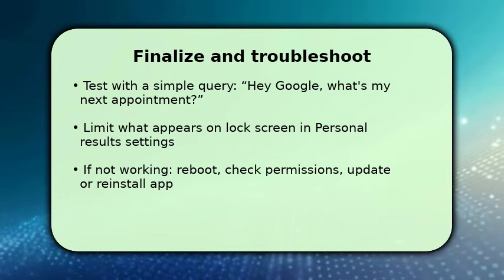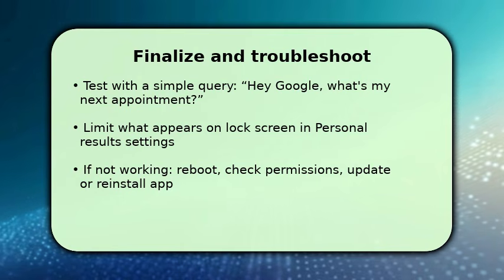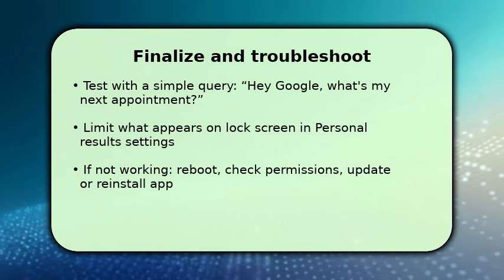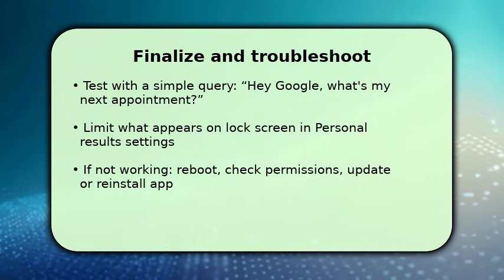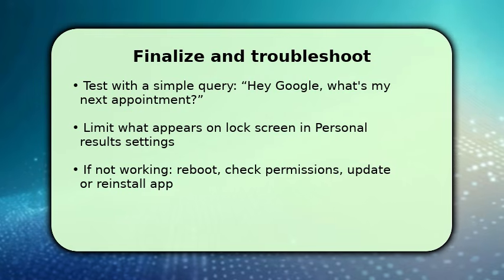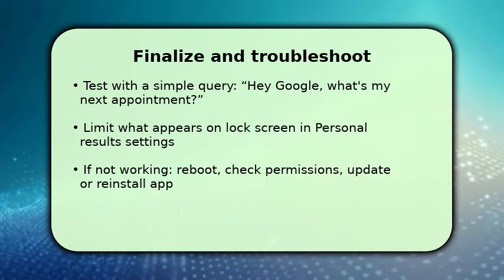Finish by testing Assistant with a query like, "Hey Google, what's my next appointment?" Observe what shows on the lock screen and tighten personal results if needed. If you want fewer details visible, turn off specific content types in the same settings.